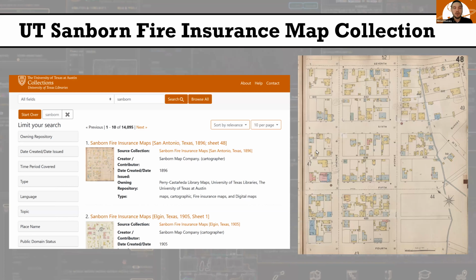So we really focused on two different collections at first. I'm highlighting just one of them today because this is the only one where maps are being successfully georeferenced with this automated workflow. But we focused on our Army Map Service maps, which are a big component of our collection. We have thousands and thousands of those here in the UT Libraries that have already been scanned. We also have 14,095 Sanborn fire insurance maps in our collection. So this is a really big component of our PCL map collection.